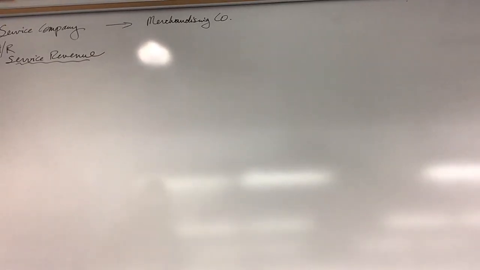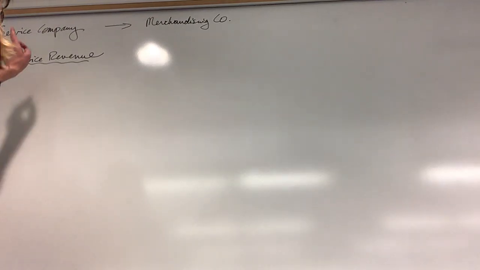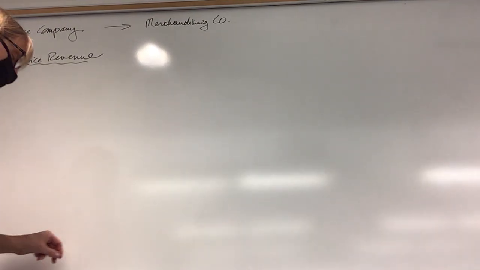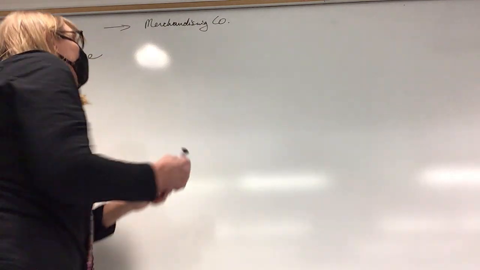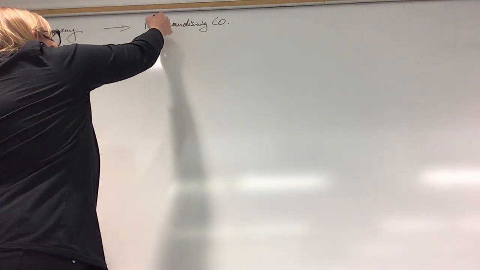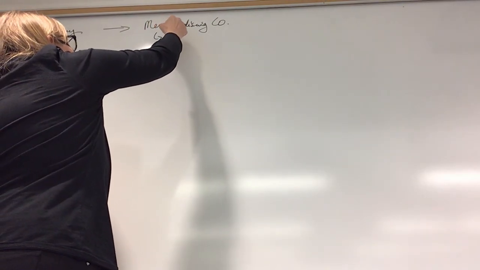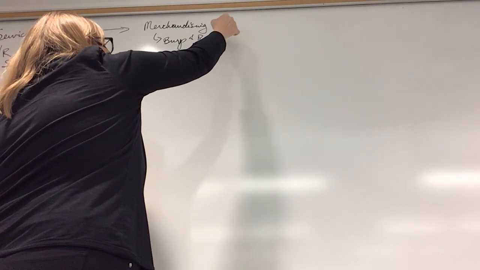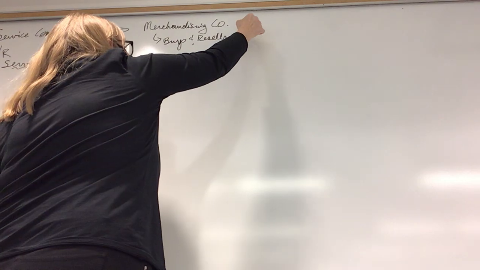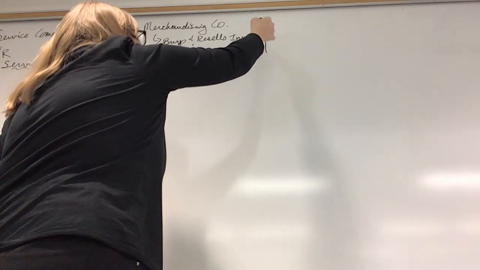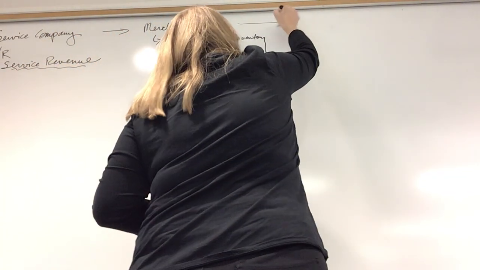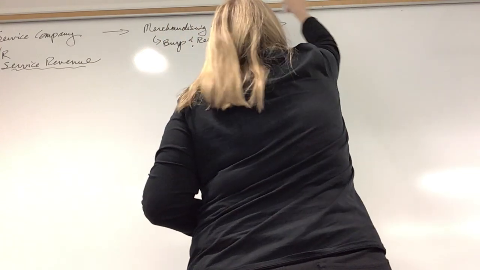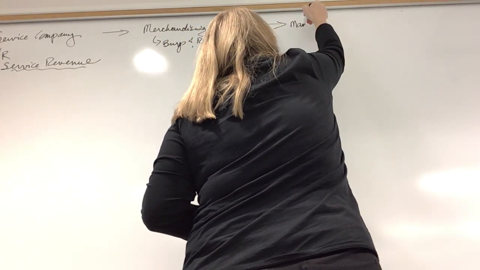All right. So we're switching from service companies where we recorded the credit to service revenue, and now we're going to be a merchandising company. This kind of company buys and resells inventory. Okay? Now, even more complicated kind of accounting for a company is a manufacturing company.